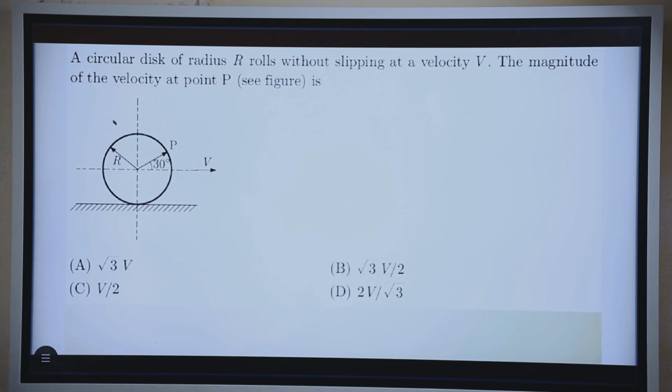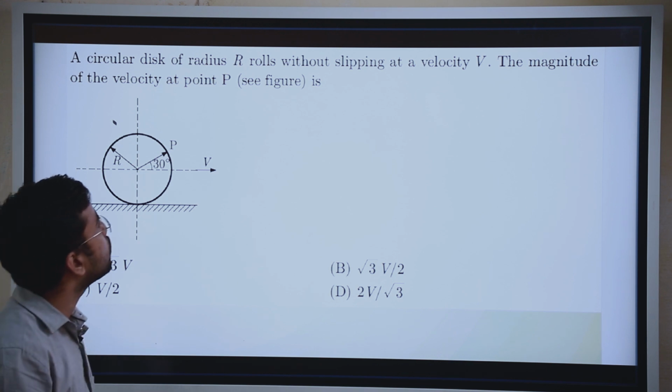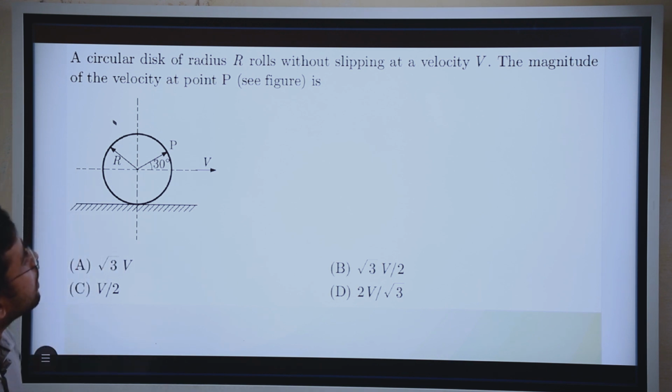Now it is a very famous question. Almost always this question is coming in GATE nowadays. So let me read the question. A circular disc of radius r rolls without slipping at a velocity v. The magnitude of the velocity at point P is.